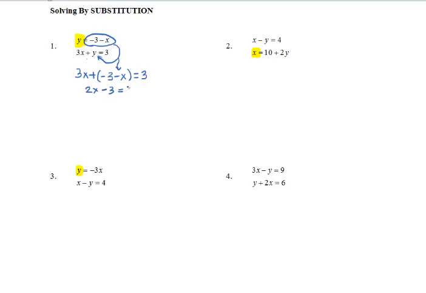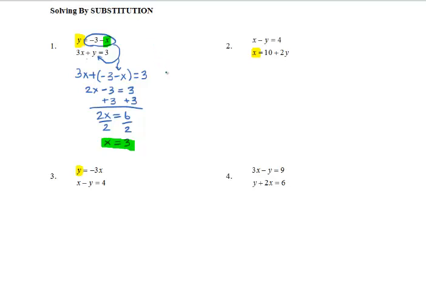So you can do that on your own, and again, feel free to work ahead in this video if you're feeling confident with substitution. So when I solve this, x equals 3. Hopefully you got that as well. I'm going to take the 3 that I got for x, and I'm going to substitute it back in for the x value in my first equation.